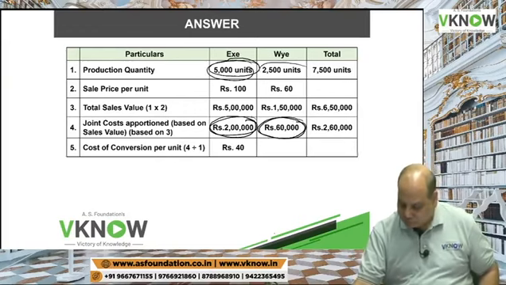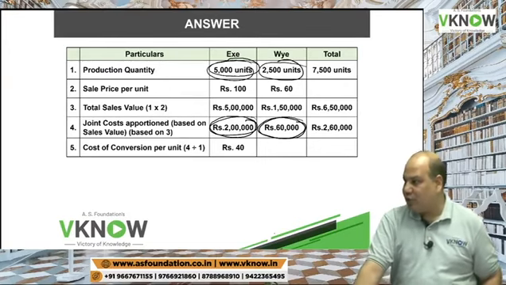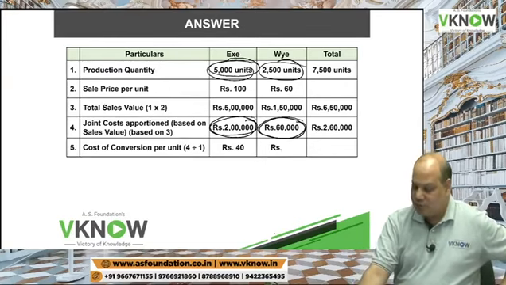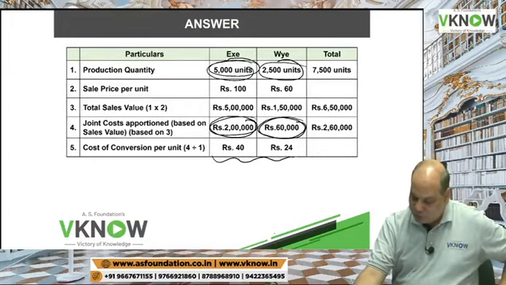60,000 divided by 2,500. How much is that? 24. Don't take the total. So this gives me cost per unit.